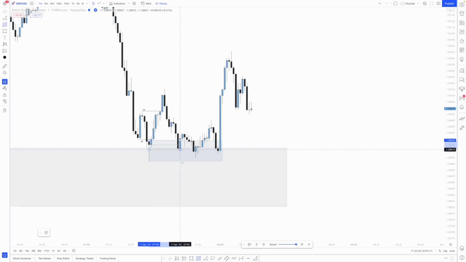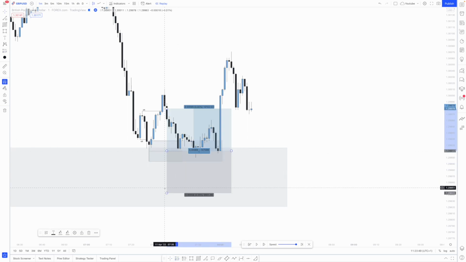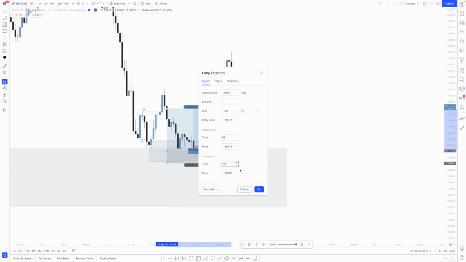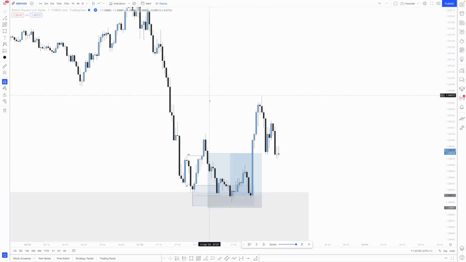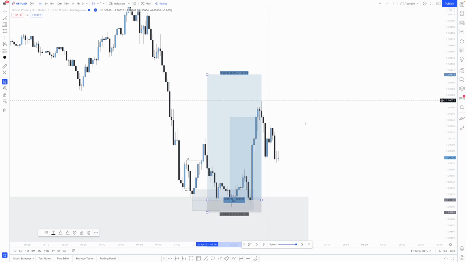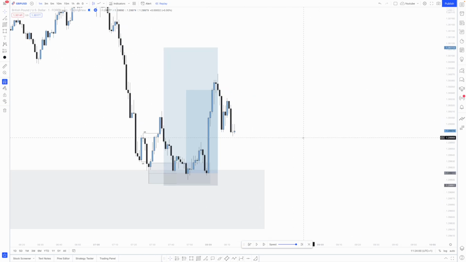So what you could have done is you could have entered at the 50%, you could have entered at the open. So for example here, if I entered at the 50% of this order block here, you would get a really tight stop. So you could have a two pip stop, and then you could target somewhere obviously up here. And then as you can see, that's how you would enter a trade by using the change of character.